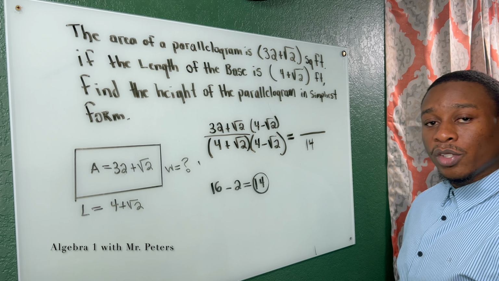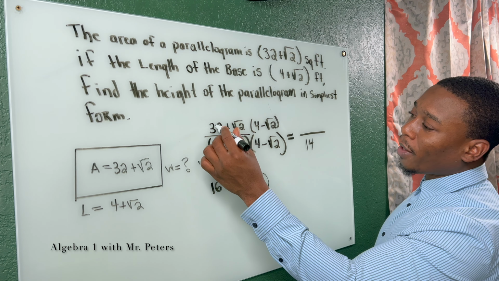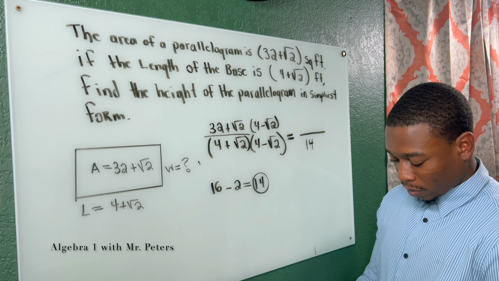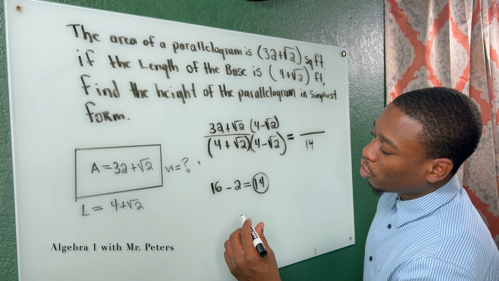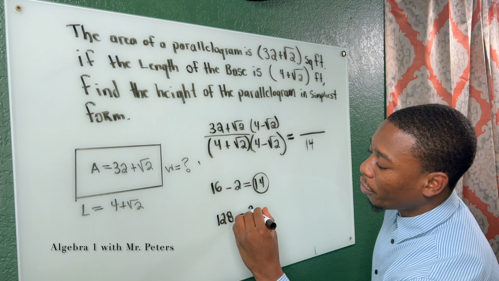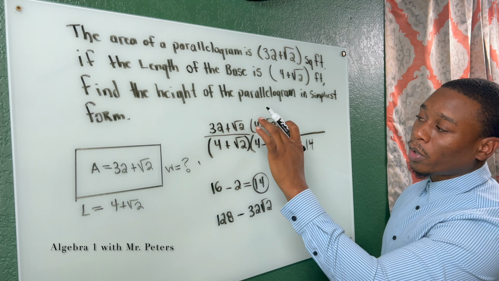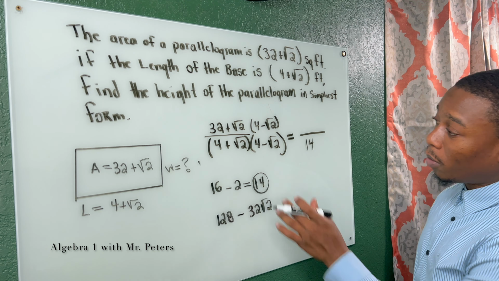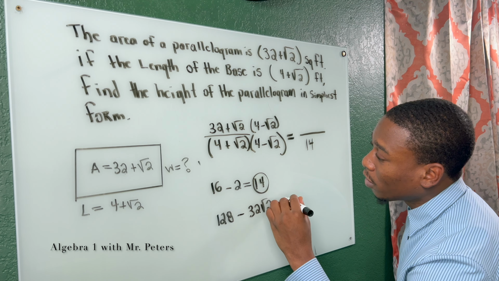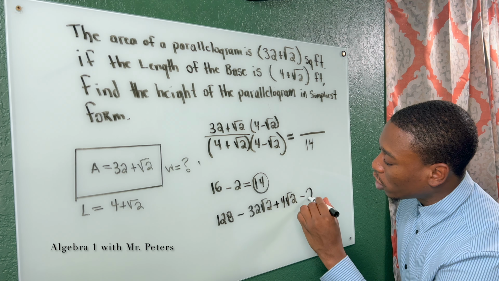And now let's go ahead and distribute in the top part of the numerator. So when I multiply 32 and 4, let's grab the calculator real quick. So 32 times 4. So we're going to get 128 minus 32 radical 2, right? Now we're going to go to radical 2 and multiply it by what's inside the parentheses. So radical 2 times 4, that's going to be plus 4 radical 2. And radical 2 times negative radical 2, we're just subtracting 2.